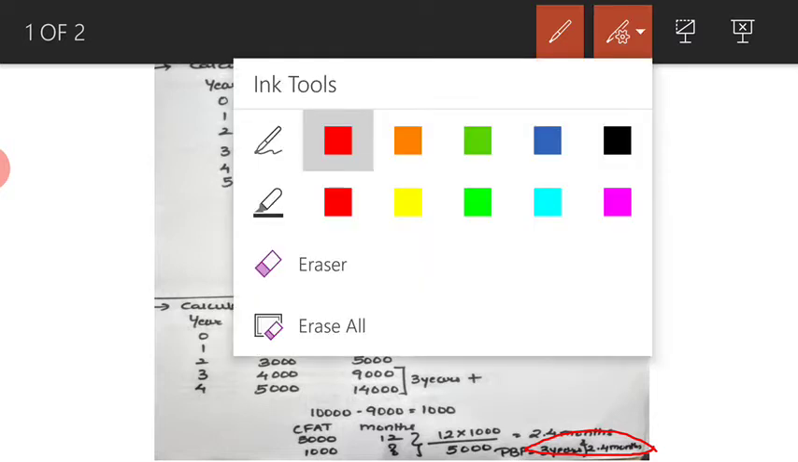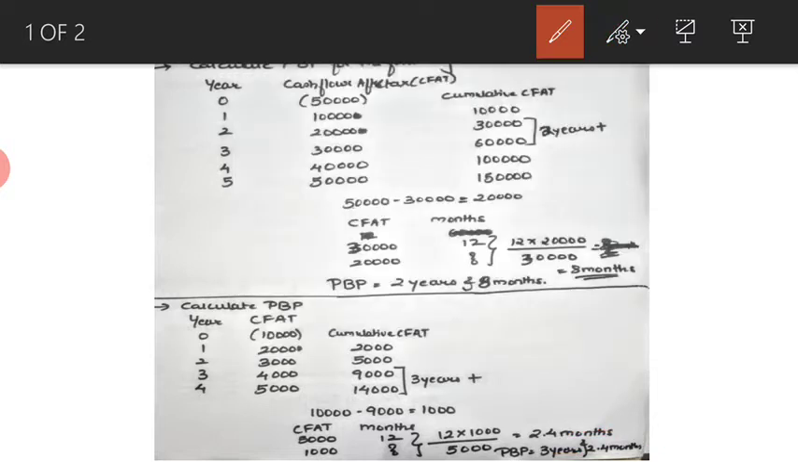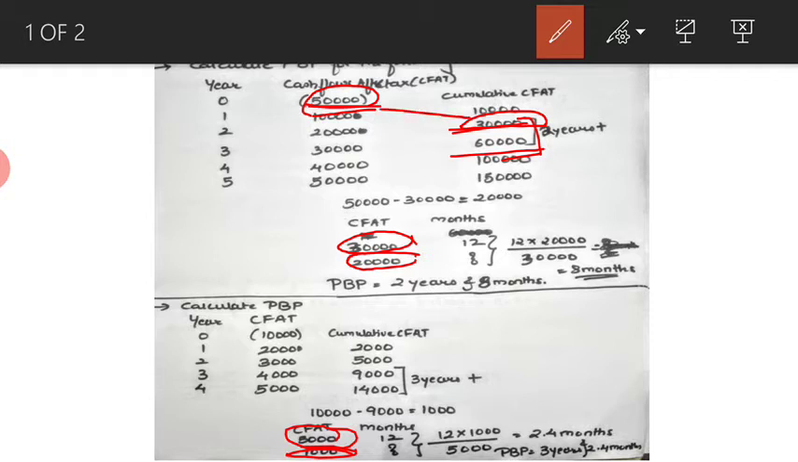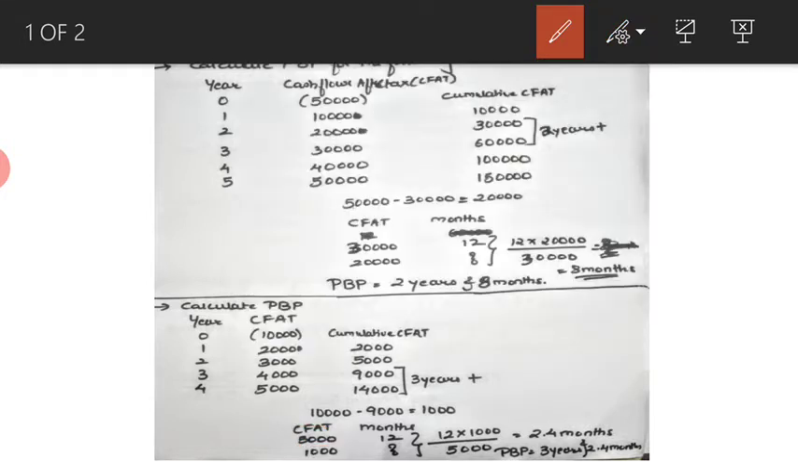Guys, the most confusing thing in this is getting these two particular values. So I'll just repeat how we get those values. 50,000 is the initial investment. It lies between these two values. So it is 2 years and some months. For 2 complete years, we have to consider 30,000 rupees. Totally we require 50,000, so out of 50,000 we have already collected 30,000. So what remains? We require 20,000 more.